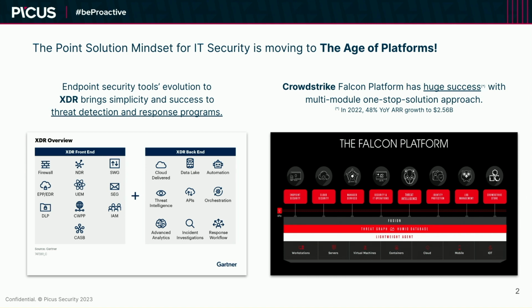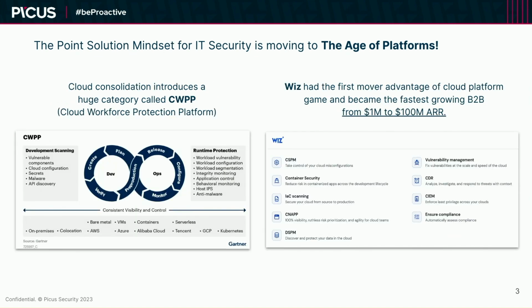And financially, obviously, they had a huge success last year with nearly 50% growth on their ARR to 2.5 billion. So thanks, Simon. And then the second example, before we move on to our area, is cloud consolidation.